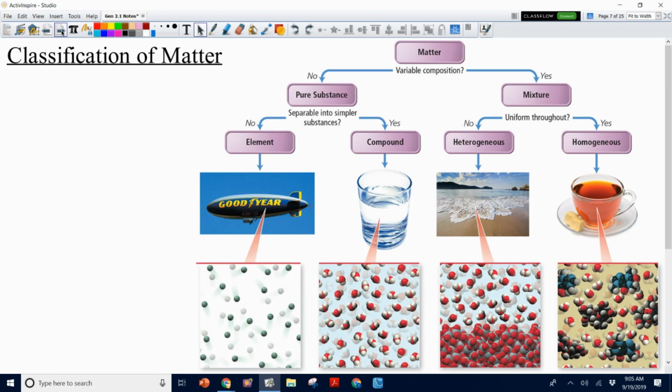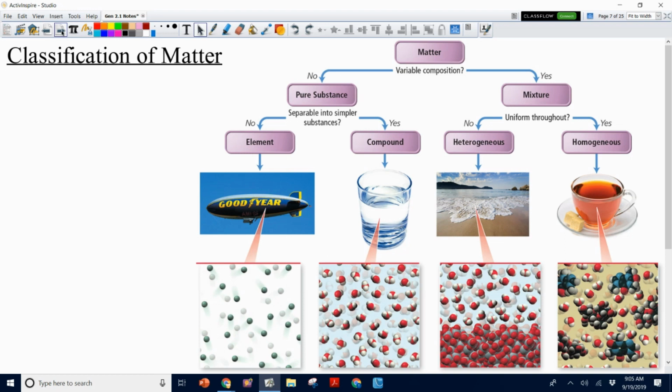You can see sand floating around in the water, or you can go to the beach, and when you pick up some sand, the water comes through your fingers, but the sand stays there. So just by looking, you can tell the difference between the two components of that mixture. That's heterogeneous, different components.